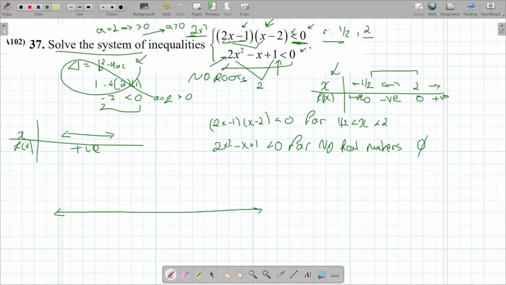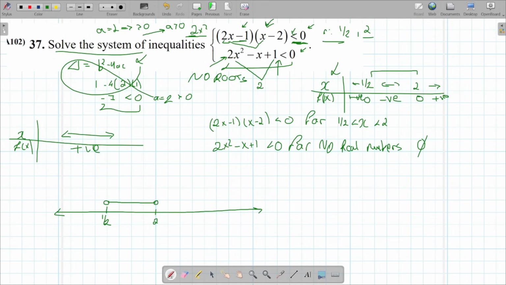What's the solution set of the first one? X between 1 over 2 and 2. So you're going to write down 1 over 2. Again, your corrector wants to see all of this. And 2. My solution set is all the numbers in between 1 over 2 and 2. So you're going to put a circle here, and you're going to connect them. So this is all the numbers between 1 over 2 and 2.